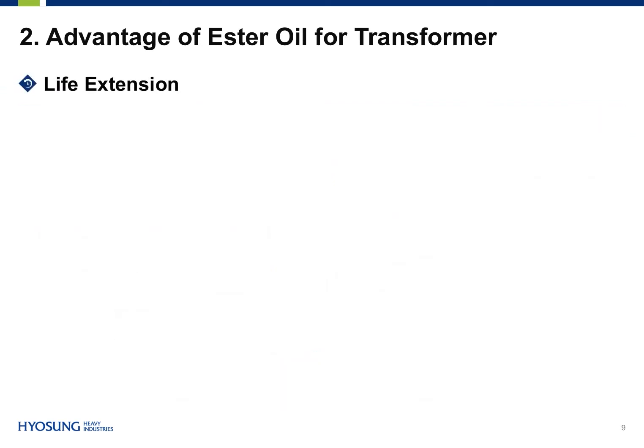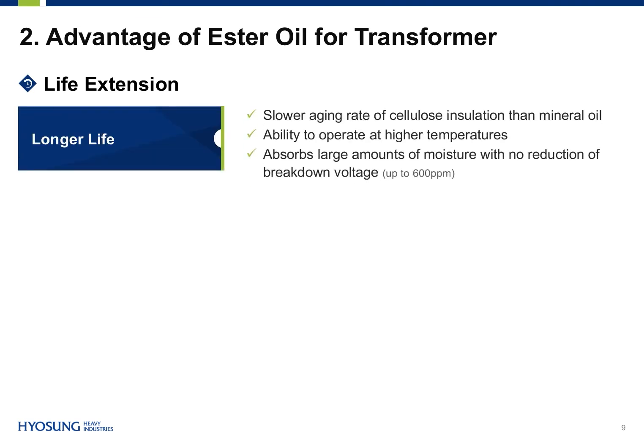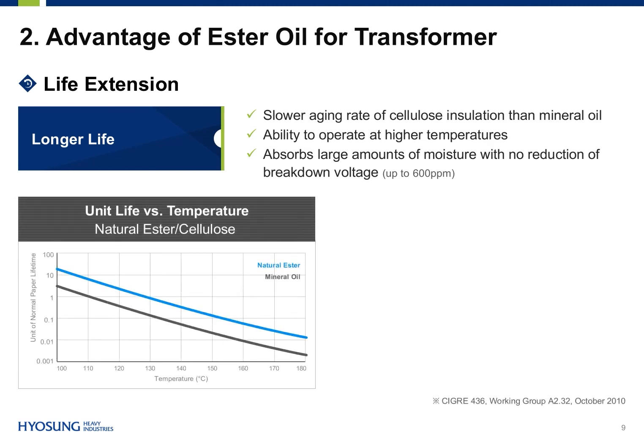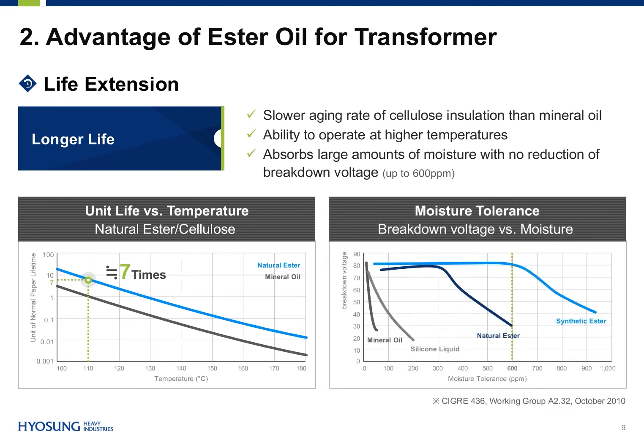Another advantage of an ester oil transformer is the longer service life of insulation material. The service life of insulation material is one of the most important factors which defines the expected service life of a power transformer. Ester oil allows for a slower aging rate of the cellulose insulation than mineral oil. As you can see in the graph below, in comparison with mineral oil, the service life of paper insulation is 7 times longer when applying ester oil based on 110 Celsius temperature. In addition, ester oil can absorb a great deal more moisture with no reduction in breakdown voltage.